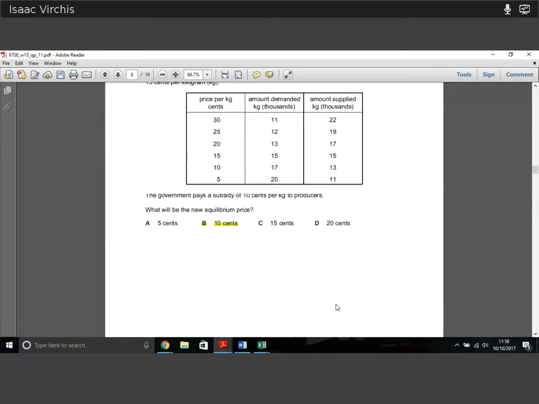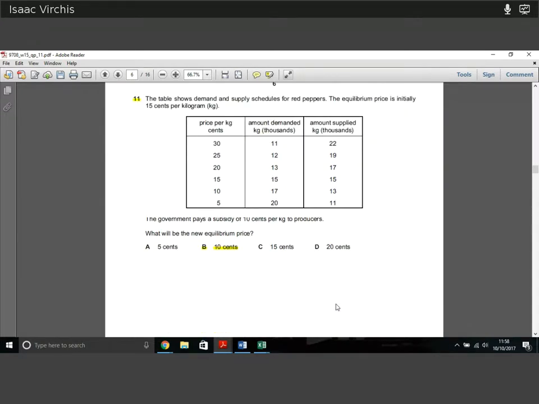Question number 11. This is a slightly tricky question, actually. The table shows the demand and supply for red peppers, and it tells you the equilibrium price is 50, and as you can see, that's the point at which supply equals demand. So when you have a subsidy, what occurs is that the government gives 10 cents per kilo to producers, thereby reducing the price per kilo for all producers.